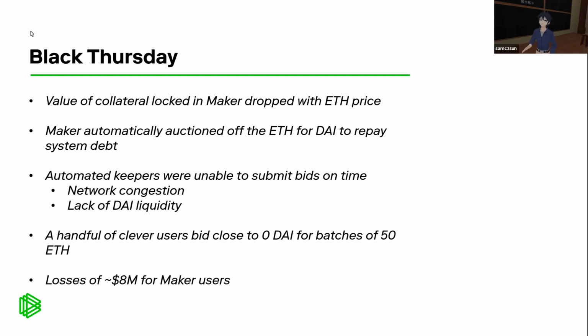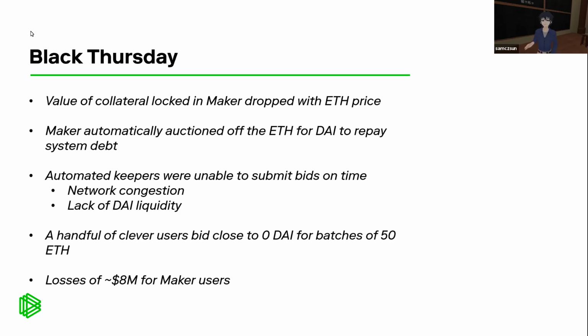Now, normally what's supposed to happen here is that these keepers, as they call them, are supposed to bid on these auctions for roughly the correct value of Ether. Sorry, for roughly the correct dollar value of the Ether being auctioned. So, if a batch of 50 Ether is being auctioned at a price of 100, you would expect the keepers to bid roughly $5,000 of DAI.